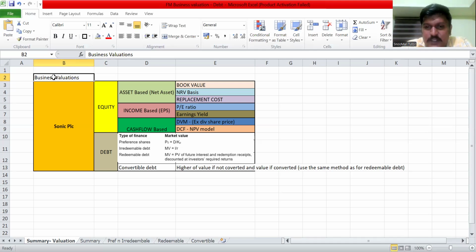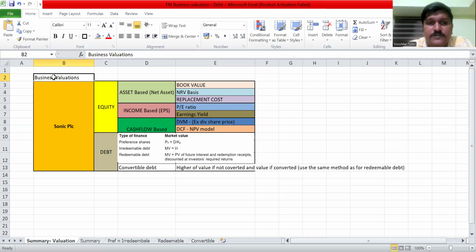So for business valuation, there are some techniques we use to find out the value we will be using to put forward a takeover bid, or to bid, or to price what is the amount you are paying for the particular company.